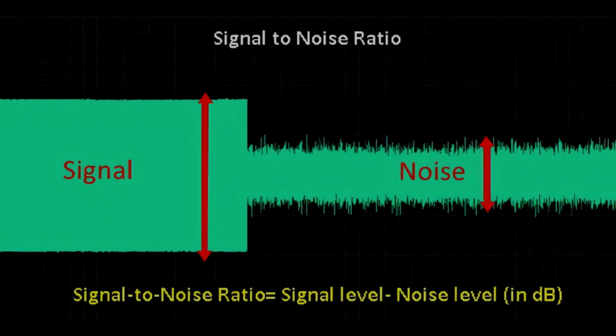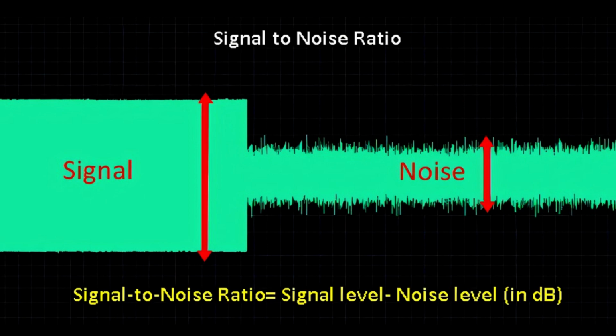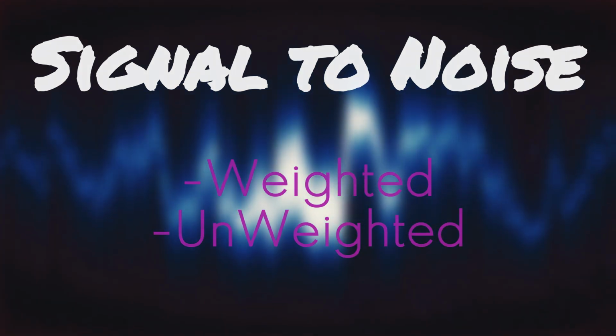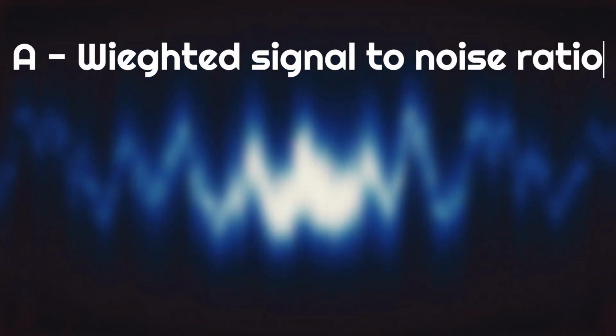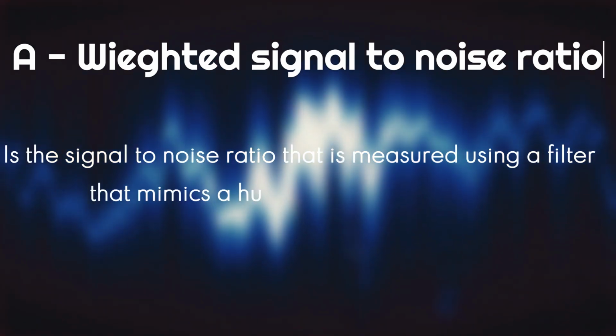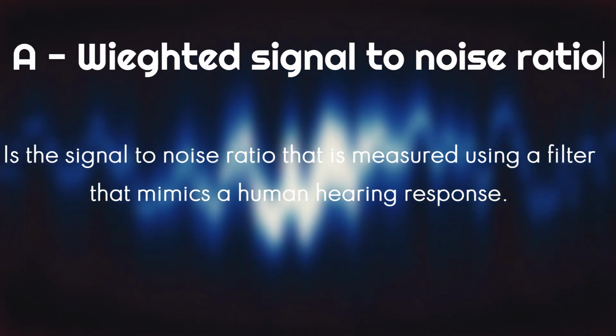The signal-to-noise ratio of an amplifier is measured in decibels, and it indicates how much noise the amplifier adds to the output signal. The signal-to-noise ratio of an amplifier can be given in two ways: weighted and unweighted. Weighted signal-to-noise ratio, also known as A weighted signal-to-noise ratio, is the signal-to-noise ratio that is measured using a filter that mimics a human hearing response.